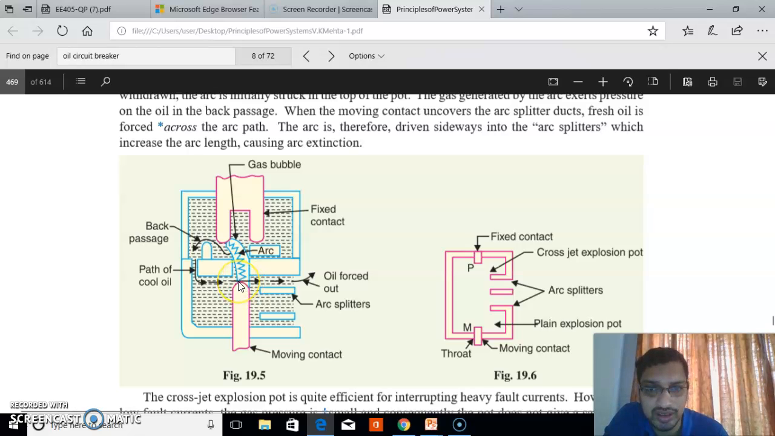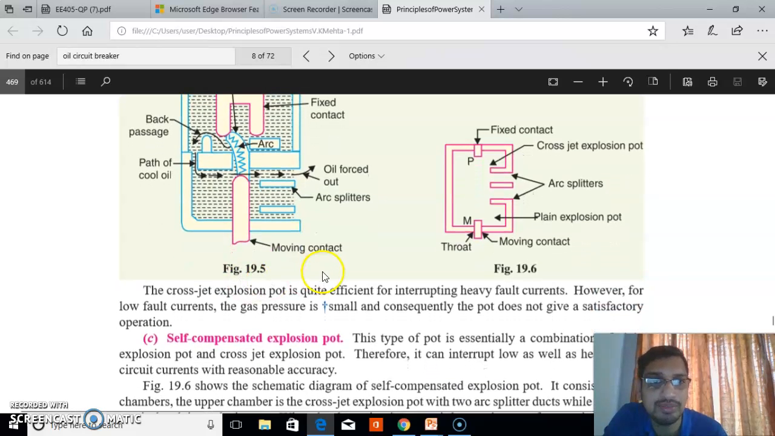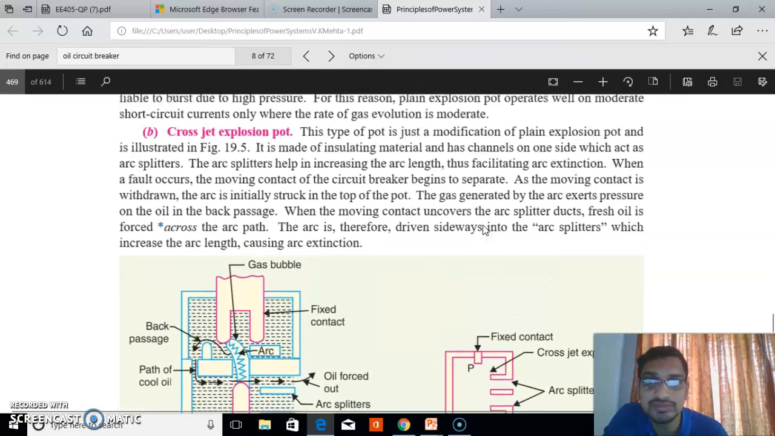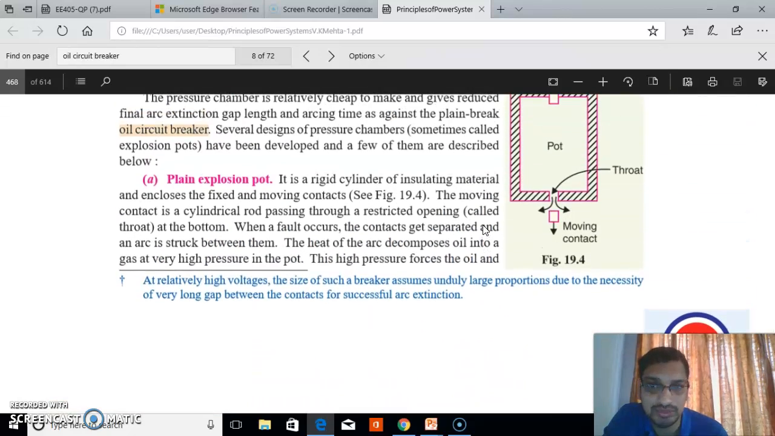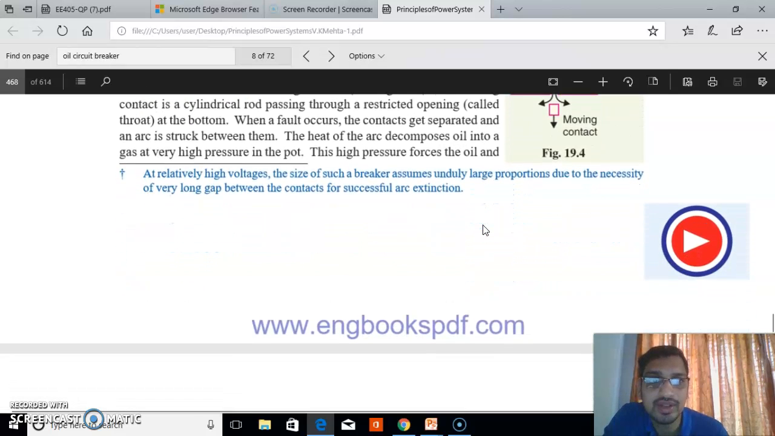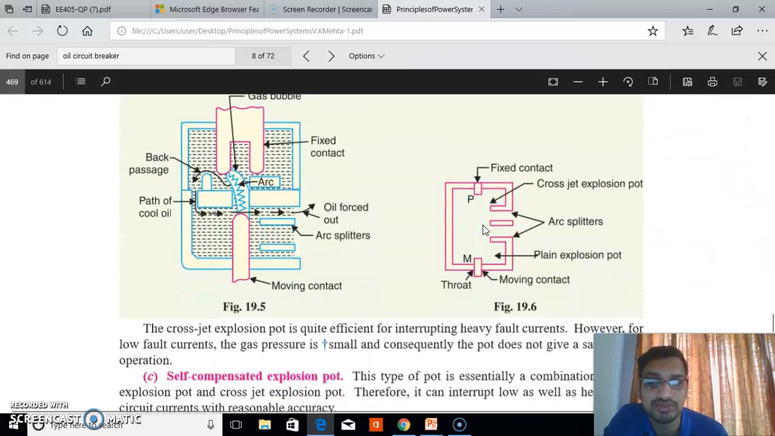This type of circuit breaker is used in heavy fault conditions. The next one is the self-compensated explosion port. Figure 19.6 shows the self-compensated explosion port. It is the combination of the first one, the plain explosion port, and the second one, the cross-jet explosion port. So you can see the combination of both in this circuit breaker.